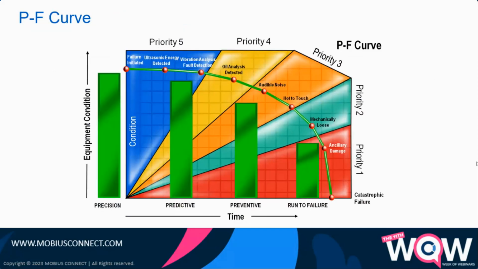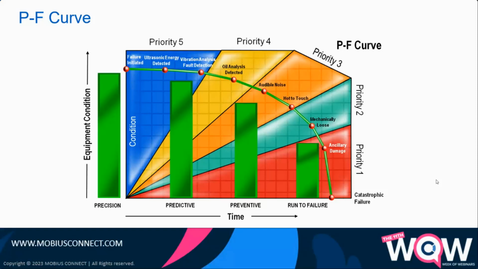Right. Next slide, please. This is another view of the PDF curve, but it's overlaid and organized in work priorities. I'm sure everybody's familiar with those. At the top, in the blue and yellowish, are priority 4 and 5. The diagram shows ultrasonic energy, vibration, and oil analysis as examples of condition monitoring technologies detecting defects in your equipment very early in the life cycle of failure. We call that the predictive zone, and those are typically priorities 4 and 5. You have more time to plan, schedule, and execute the corrective work before failure.